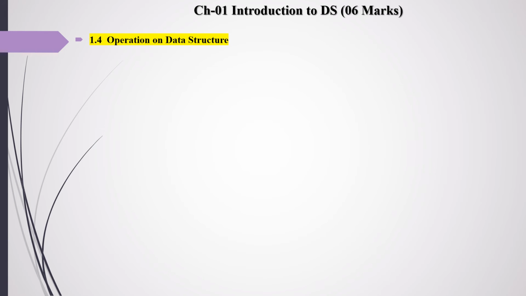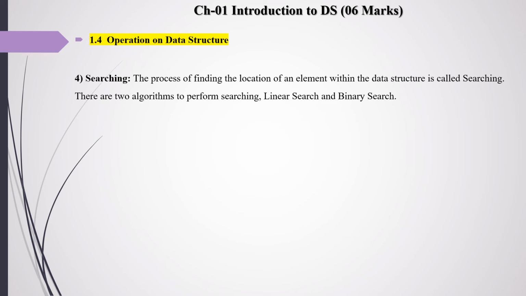Then the next operation on data structure is searching. The process of finding the location of an element within the data structure is called searching. There are two algorithms to perform searching: linear search and binary search. So searching means finding a specific element in the data structure.